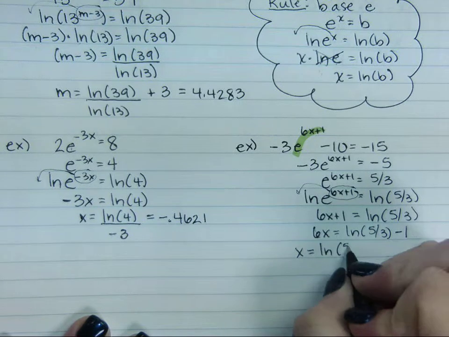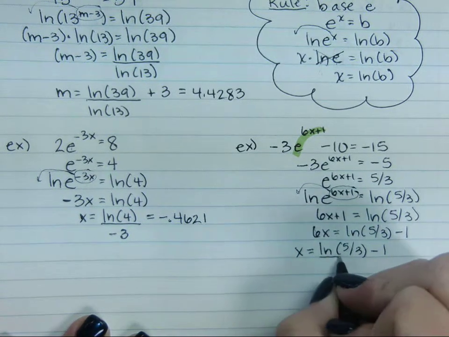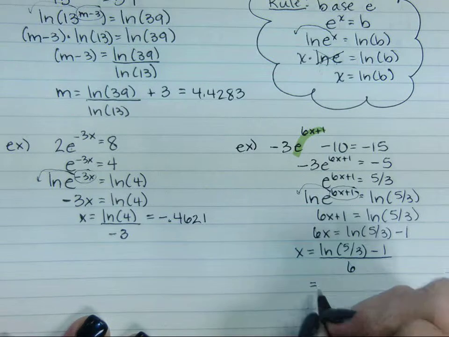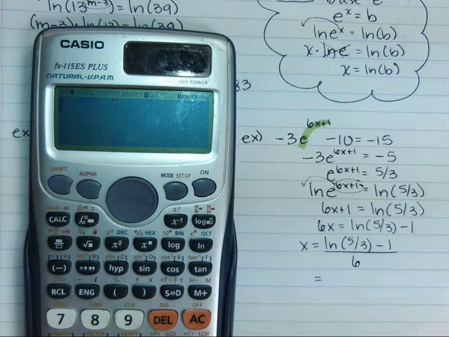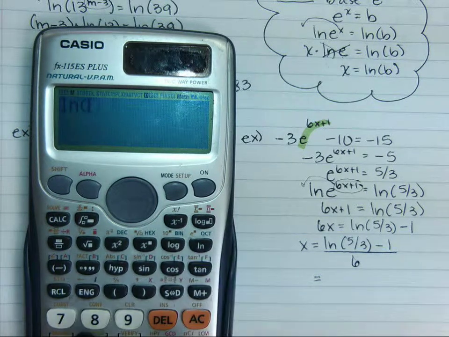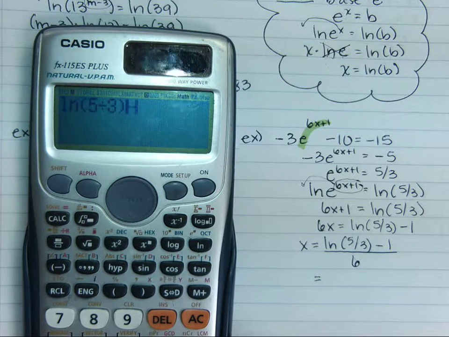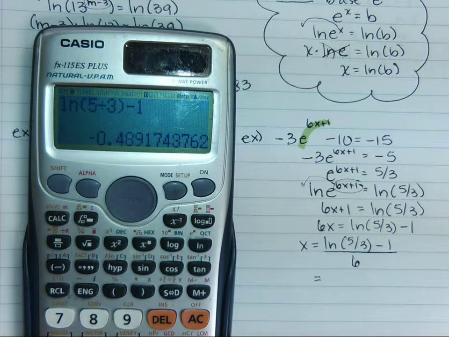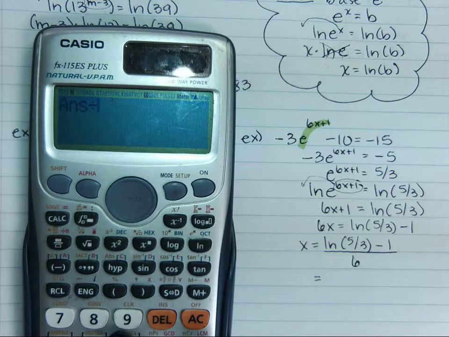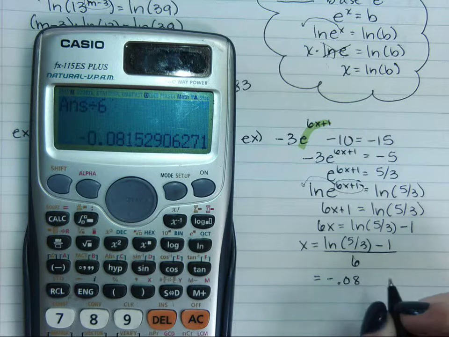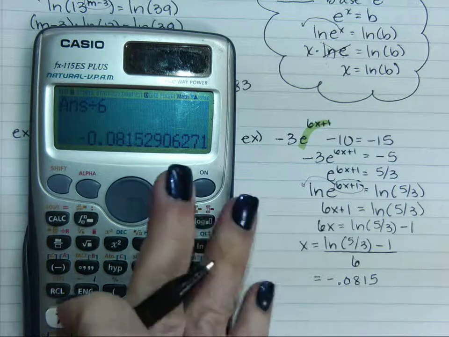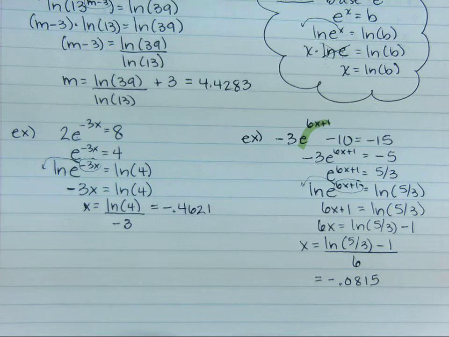And so you really need to perform all of these operations very specifically, and show all of your step-by-step. So the ln of 5/3 minus 1, all of that is happening in the numerator, and then I can divide by 6. So I get negative 0.0815. Okay. So take your time. Don't try to go too fast, but you need to show all of your steps and approximate correctly.